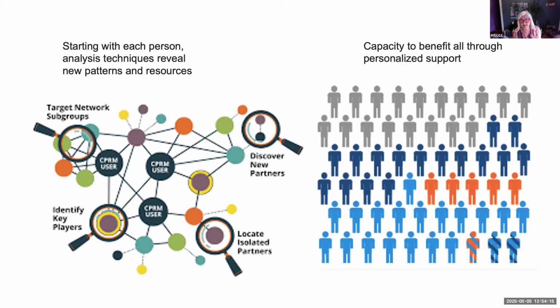So discovering and using that process to discover new partnerships, to locate people who are much harder to reach, much more isolated, much less likely to be found in the typical types of programs and resources that exist currently, to identify key players and champions who are going to take this movement forward, that group of early adopters, and then to target those network subgroups with more customized support for how they can implement.